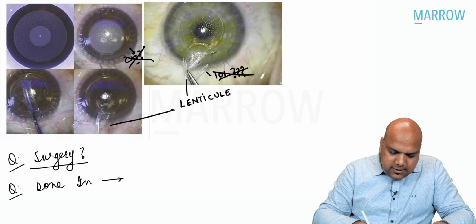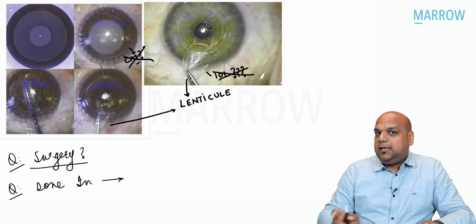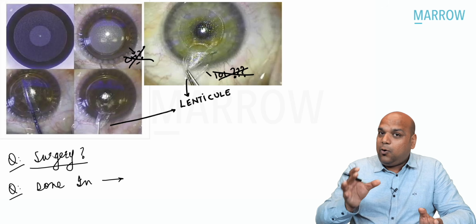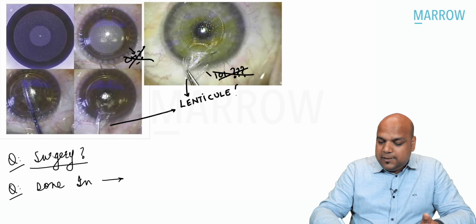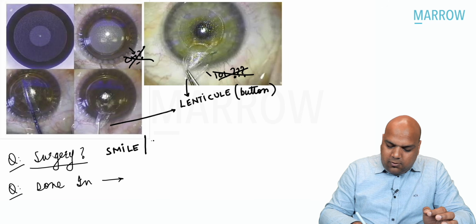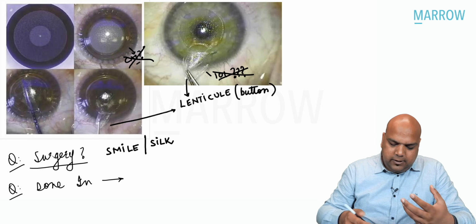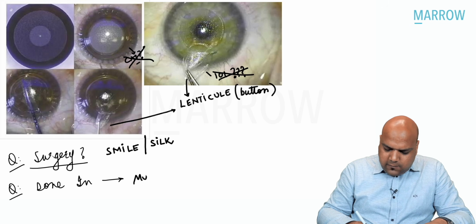Both these images, you can see the same thing. This is a lenticule. So now, which surgery can it be? An intracorneal lenticule. Lenticule basically means a button or a small piece. Yes, this surgery is either called SMILE or SILK. It is done in cases of myopia.